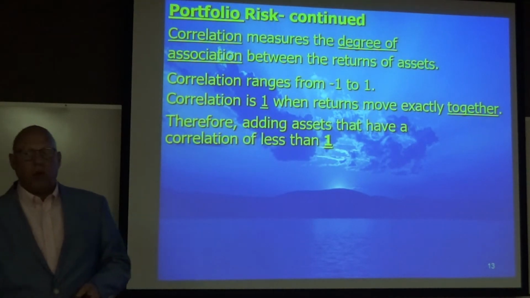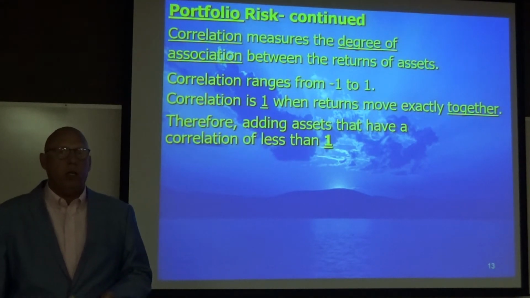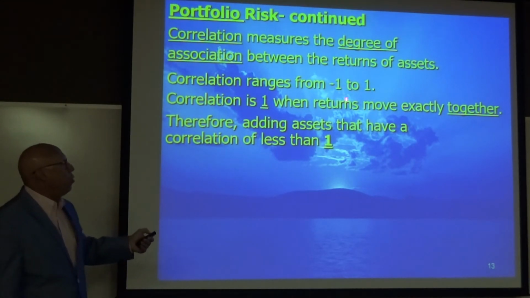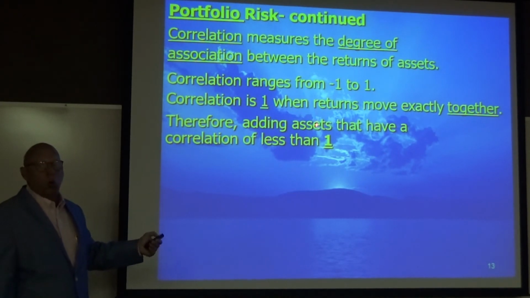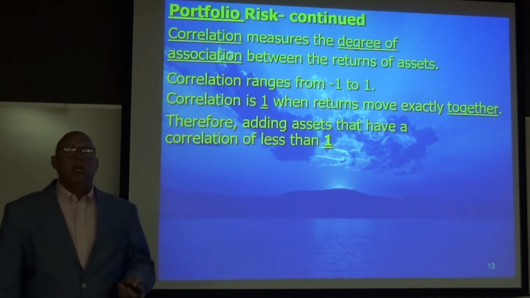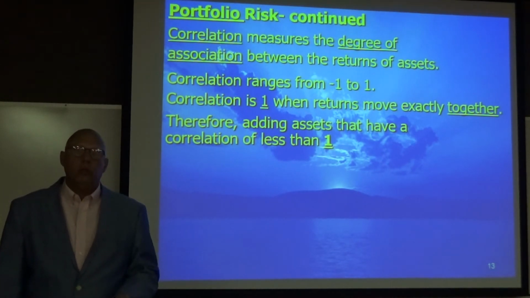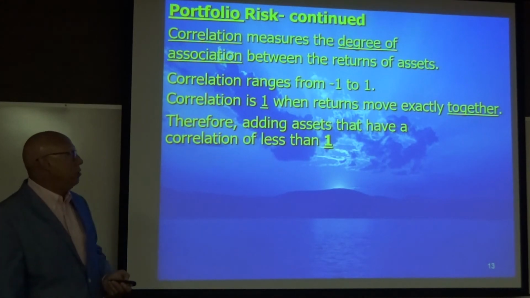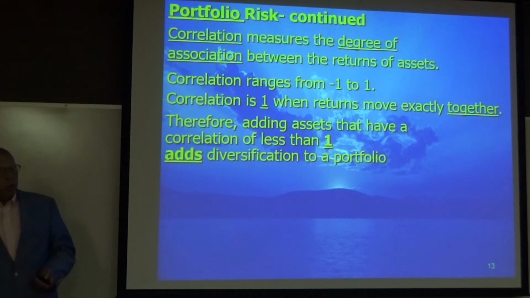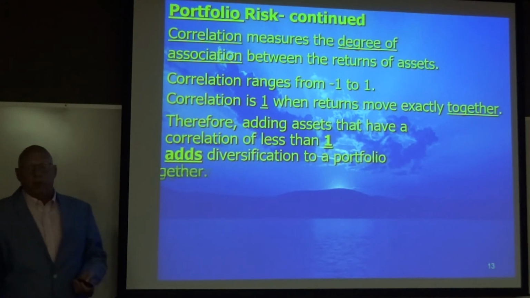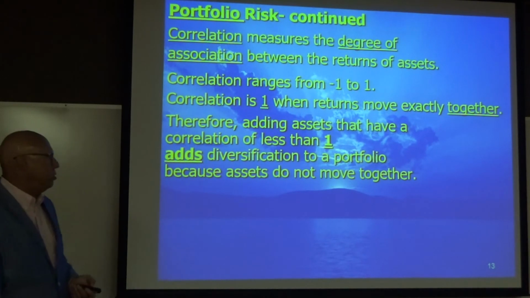Therefore, adding assets that have a correlation of less than 1, and this is a key concept, you do not have to have a correlation that's negative in order to add diversification to a portfolio. You simply need to have correlation that is less than 1. It is true that the lower the correlation coefficient is, the more diversification you add, but all you need is correlation of less than 1 to add diversification, because the assets do not move together.